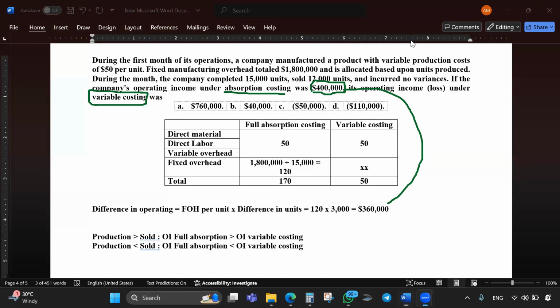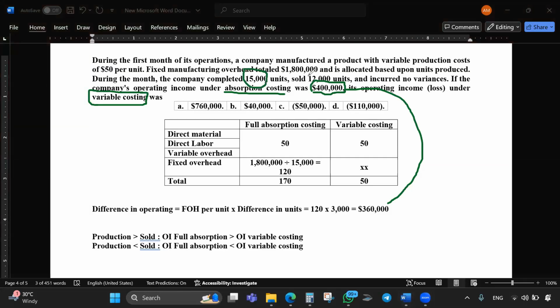So in this situation, the units produced is 15 and the units sold is 12. So the full absorption will be greater than the variable costing. So if the full absorption method gains operating income of 400,000, the variable costing will be 400,000 less 360, we have to subtract the 360 we have calculated. So if we do 400,000 minus 360,000, the result will be 40,000. So the solution will be B.